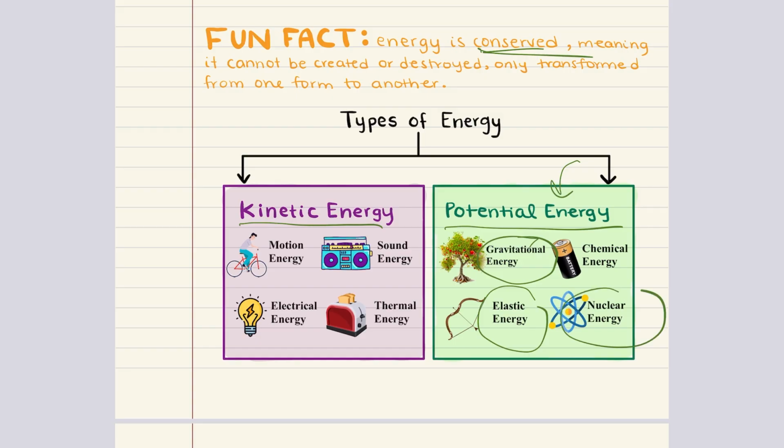Nuclear potential energy is energy that's contained within the bonds that hold the nucleus together. And chemical potential energy is energy stored in chemical bonds between atoms and molecules. Then the kinetic energy of an object is due to the motion of the object. Various types of kinetic energy include motion kinetic energy. This is the energy of an object in motion, and it's directly observable as mechanical movement.